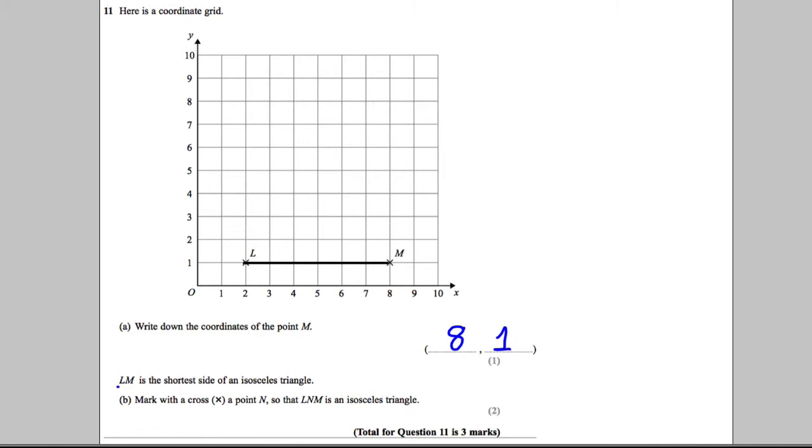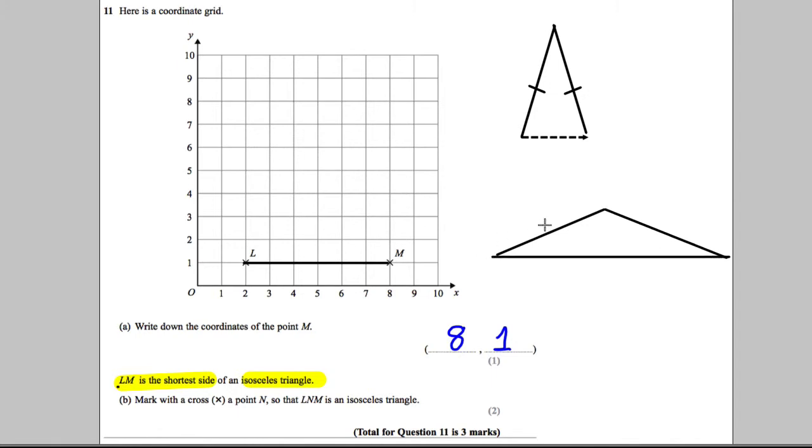Now LM, this is very important you read this part right. LM is the shortest side of an isosceles triangle. Let's remember what isosceles means, okay? So an isosceles triangle is a triangle where two of the sides are the same, and the other side is different. Here is another example of an isosceles triangle. Something like that, where these two sides are the same and this one's different. So that's what isosceles means, two sides are the same.